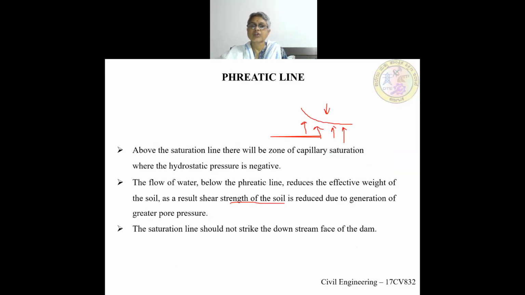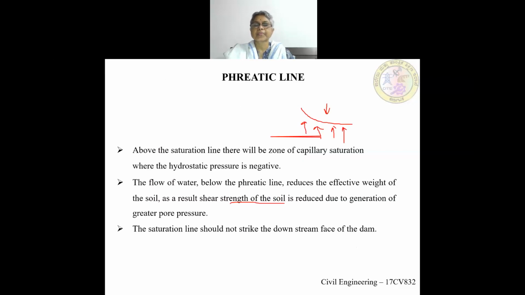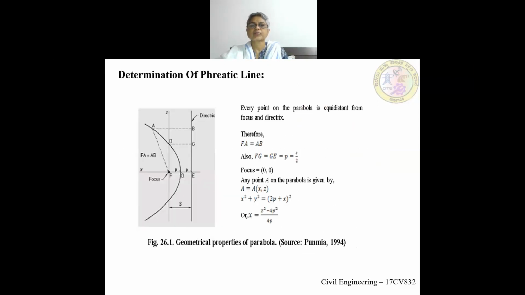So, let us see how this phreatic line is determined. It is a parabola. If you see this curve, it resembles a parabola. It is part of a parabola, and the parabola will continue like this. So for that we should know the properties of a parabola. What is the property of the parabola?